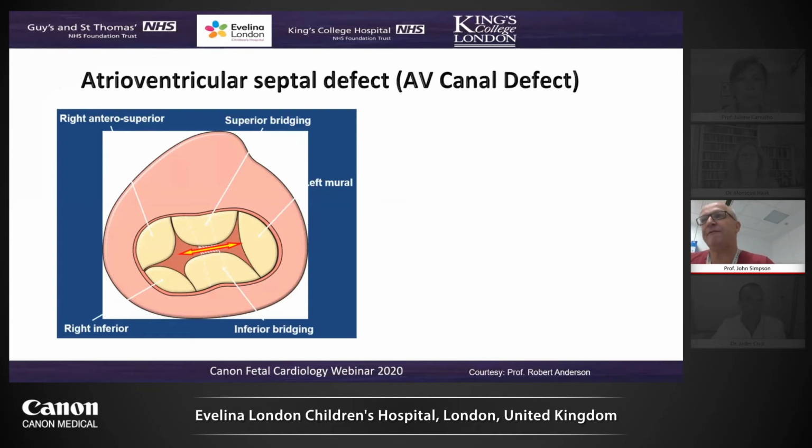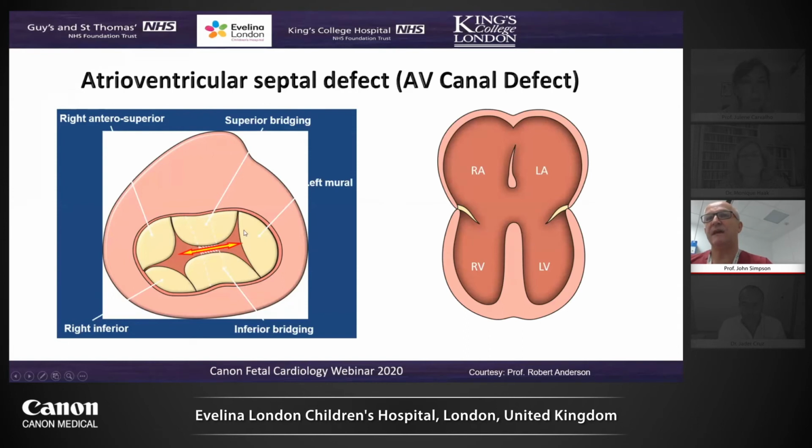The next lesion I'm going to focus on is atrioventricular septal defect or AV canal defect. And really importantly, if I'm looking from the ventricles up towards the atriums, an atrioventricular septal defect is not just a hole between the atriums and the ventricles. The whole anatomy of the AV valves is wrong. So there are leaflets which bridge from the left ventricle across to the right, above and below here. So if you look only at the short axis of the left ventricle, you see an AV valve which effectively has 3 leaflets.